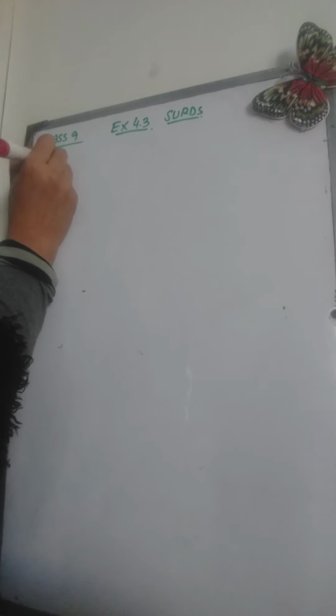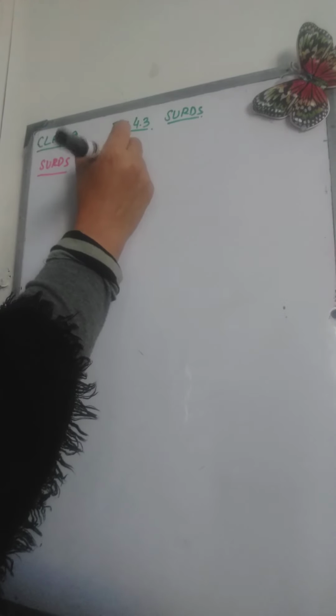In today's lecture, we are going to learn about surds. What are surds? Surds are irrational. Any irrational number is called a surd. Okay. So surds are basically irrational numbers. Okay. The most basic definition of surds.